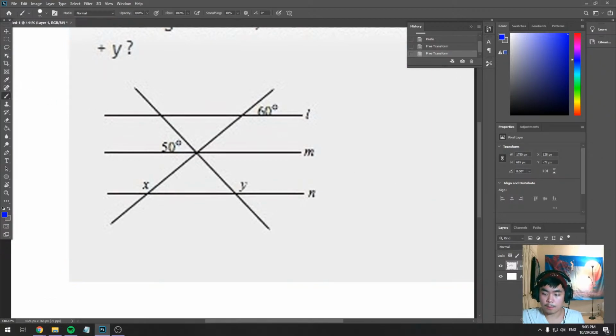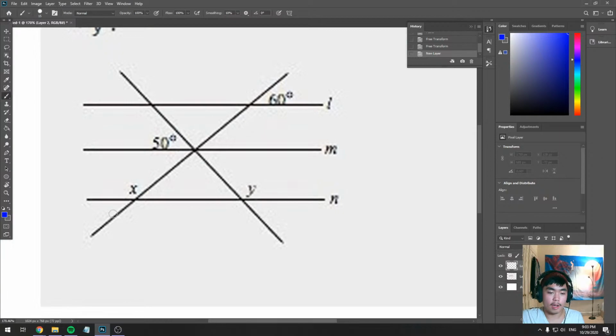So let's look at this. We want to solve for X, this obtuse angle here. What can we look at here? How can we solve for this number? We're only given 2 numbers here, 50 and 60. What can we do to increase our information and figure out the next step of the puzzle? So if you said use corresponding angles, that would be correct.